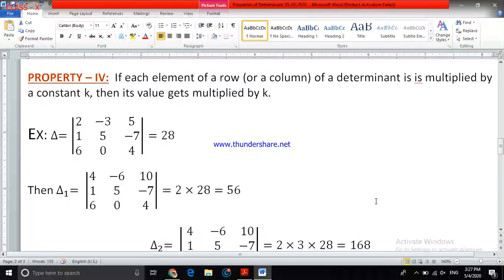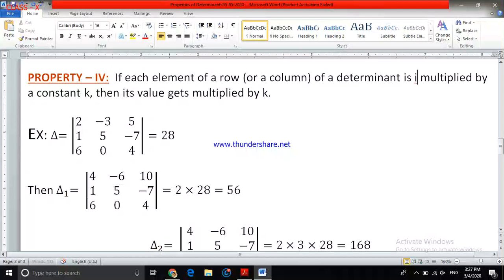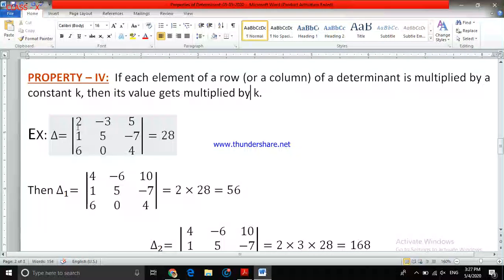Next, property 4. If each element of a row or a column of a determinant is multiplied by a constant k, then its value is also multiplied by the constant k. Let's see an example. I'll take the matrix lambda, determinant lambda. I'm using the same example to explain all the properties. So we already knew that its determinant is 28.